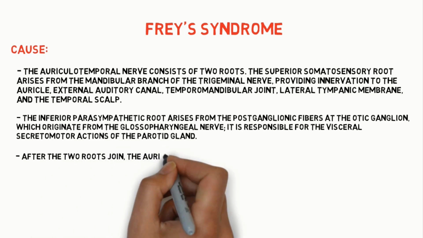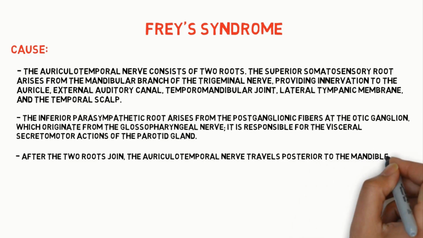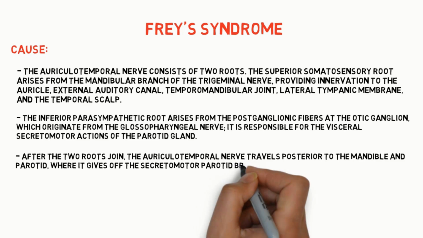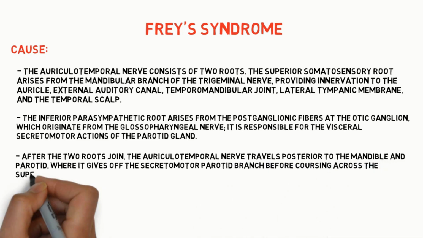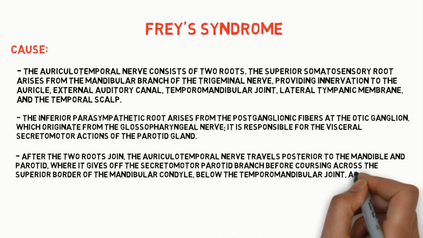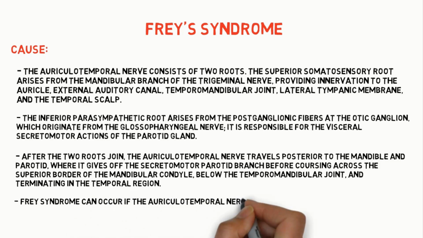After the two roots join, the auriculotemporal nerve travels posterior to the mandible and parotid, where it gives off the secretomotor parotid branch before coursing across the superior border of the mandibular condyle below the TMJ and terminating in the temporal region. This is the anatomy of the auriculotemporal nerve.